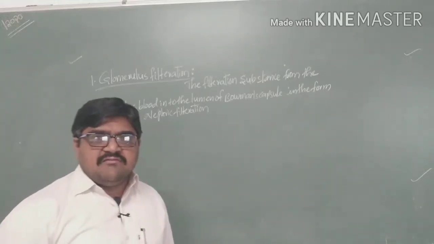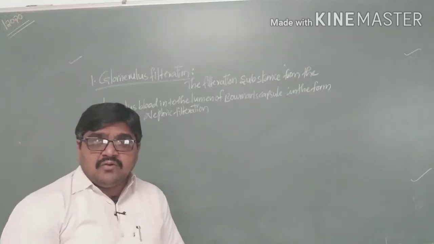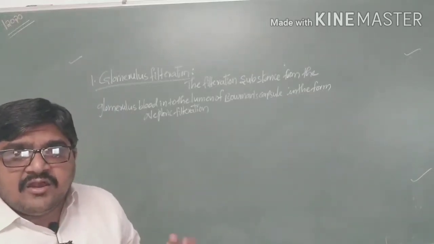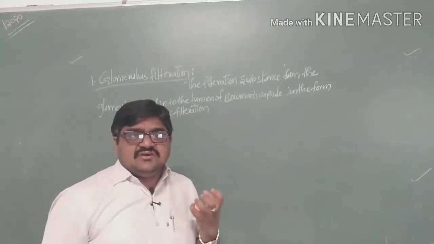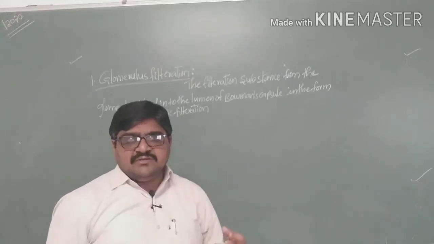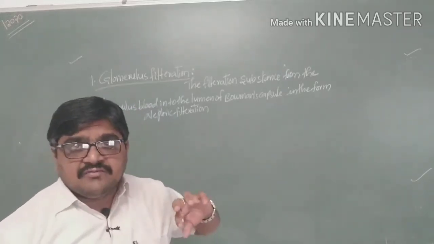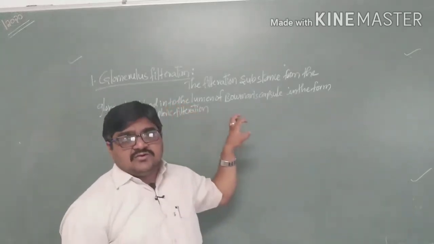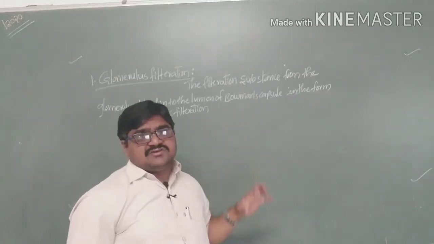That is, it is a filtration of the blood, from the blood of the glomerulus into the lumen of Bowman's capsule. Lumen means the cup-shaped structure. The blood is filtered into the cup-shaped structure in the form of a nephric filtrate. So it is called glomerulus filtration.